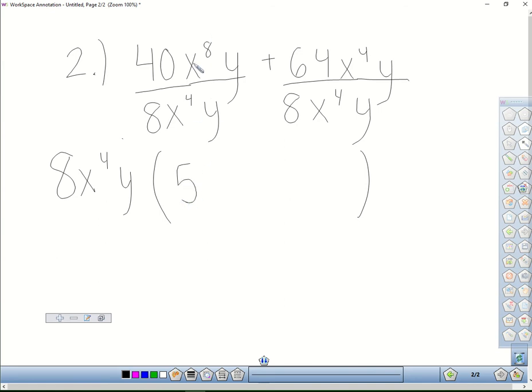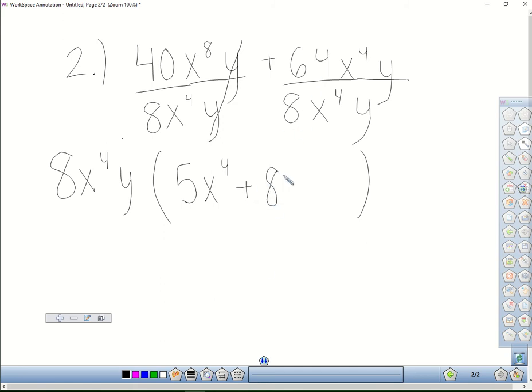What is x to the 8th divided by x to the 4th? 4. X to the 4th. So what you do when you're dividing common bases with different exponents is you subtract. So division, you subtract the exponents. If you're multiplying, you add them. And then what happens to the y's? Good, they cancel out. And then over here we have 8.